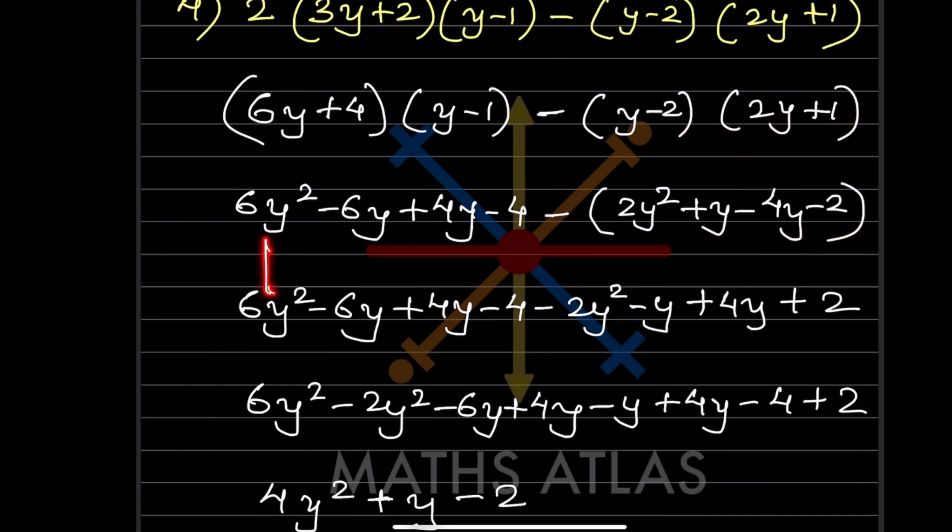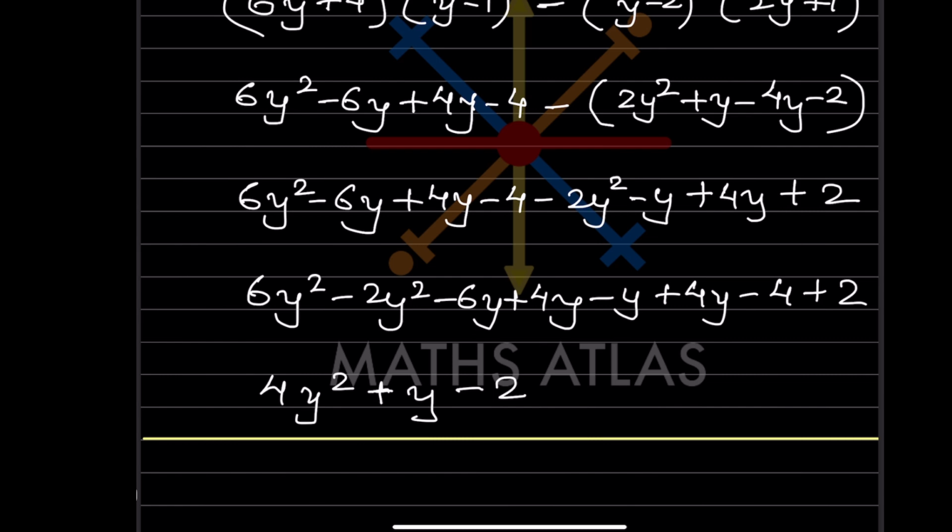So now this will be as it is first. Now see here, minus 2y squared, so minus 2y squared. Minus times plus will be minus, so minus y. Minus times minus is plus, so plus 4y. And minus times minus is plus, that is plus 2.